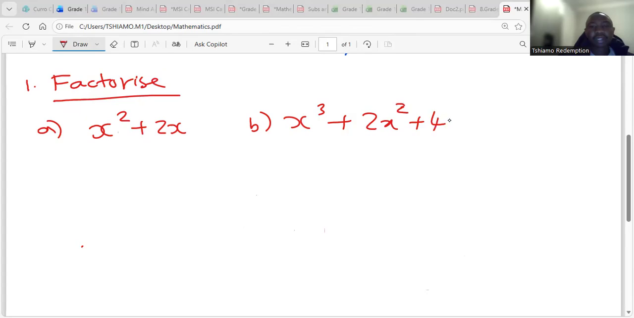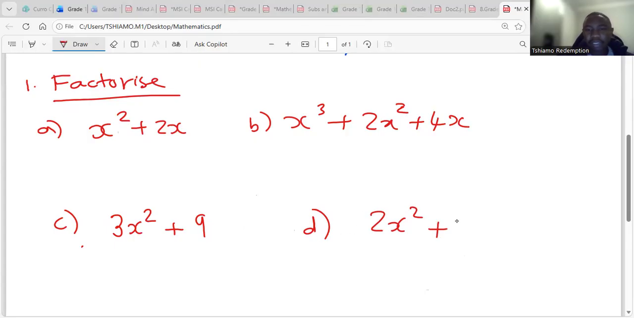b, x cubed plus 2x squared plus 4x, let's put an x there. c, 3x squared plus 9. d, 2x squared plus 6x plus 12, so that it can work out nicely.